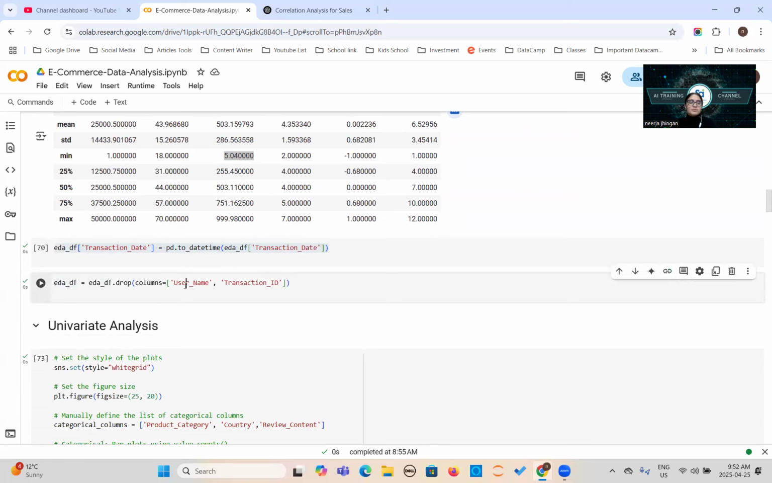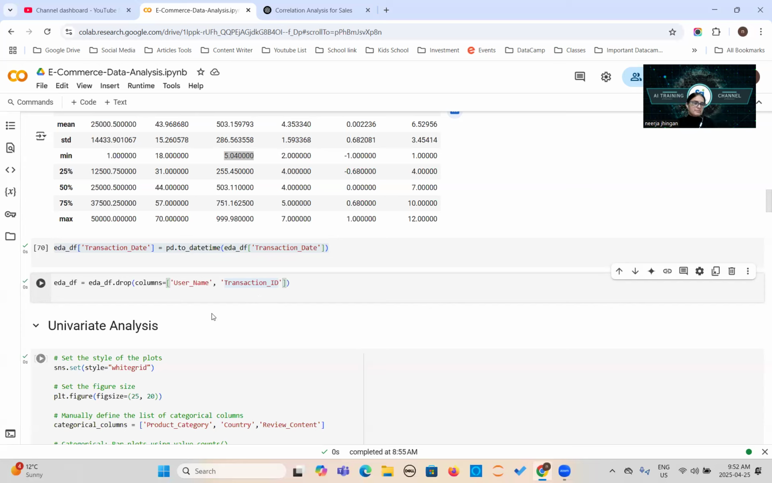And here I'm dropping the username and transaction ID. Why? Because there is no use. What will you learn from this, what insight will you get? We are not interested, and even your stakeholder is not interested in the name or ID. It is not going to give you useful information. If you find these two columns in your e-commerce data set or any other, you can drop them.